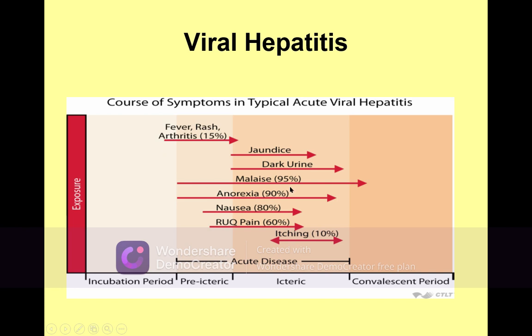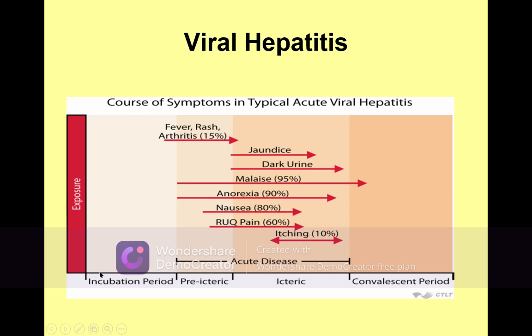Now, this is the presentation of all the viruses. Jaundice is possible if the total bilirubin is more than 3 milligrams. Anorexia you will find in 90%, nausea in 80%. This is traced to cigarettes and tobacco. Right upper quadrant pain is 60%, itching 10%, and fever, because it is a viremia, can cause rash and reactive arthritis.